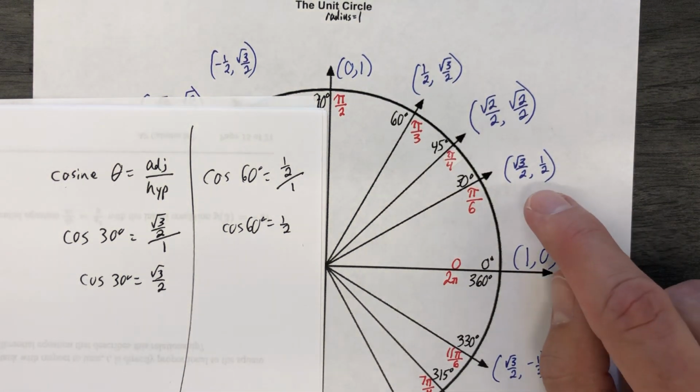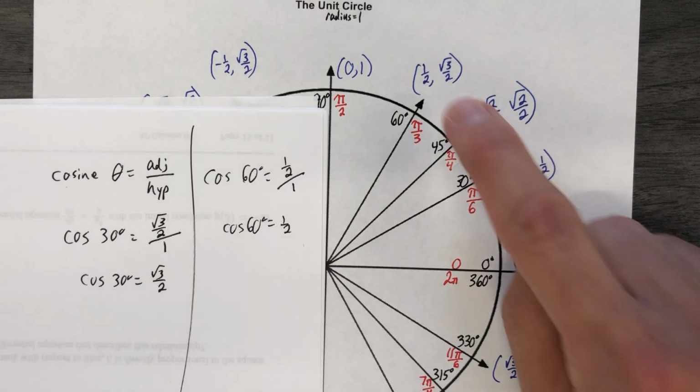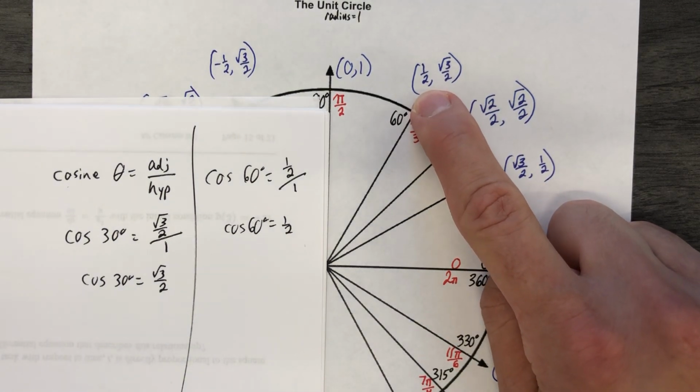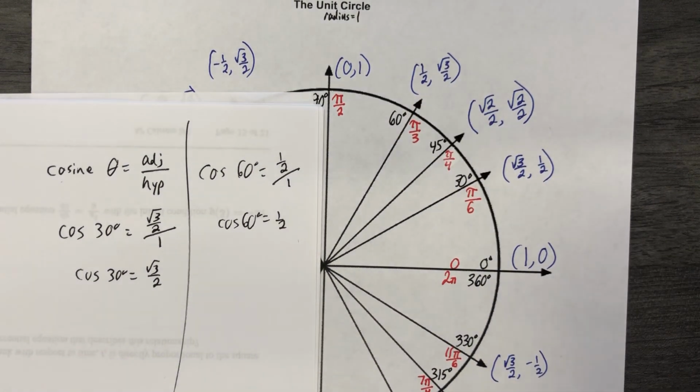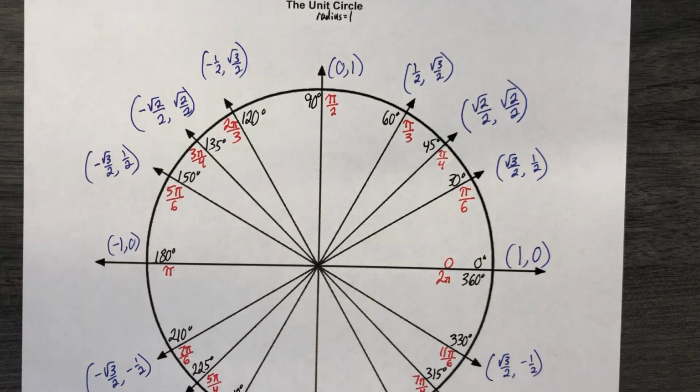So here's what we just discovered. The cosine is the x value. That's going to come in handy to know. I wonder what the sine value is. You can figure this out. You're smart. So we're going to do the same idea here. Let's do sine.